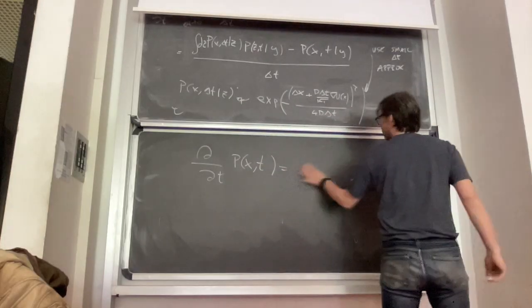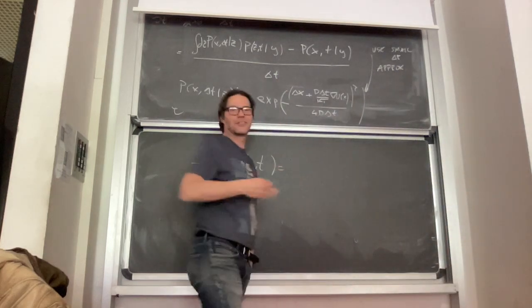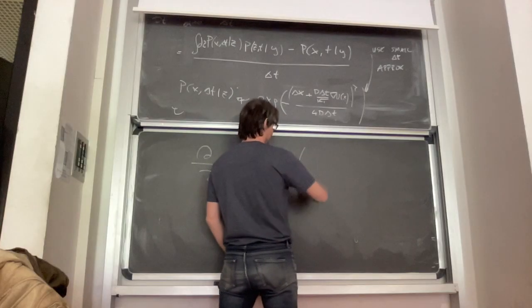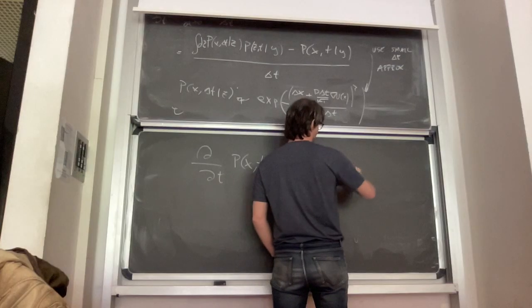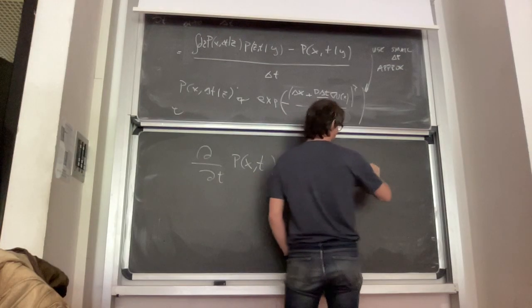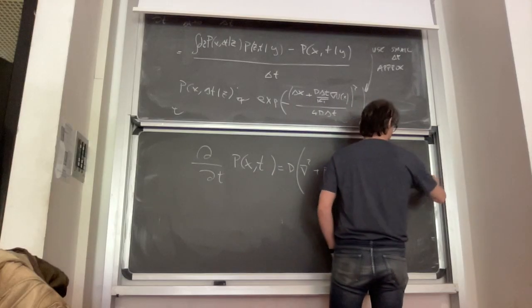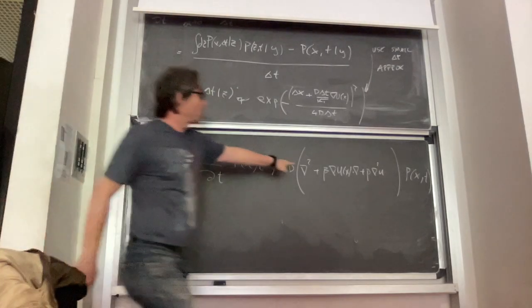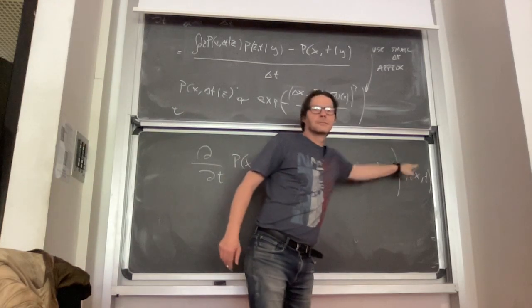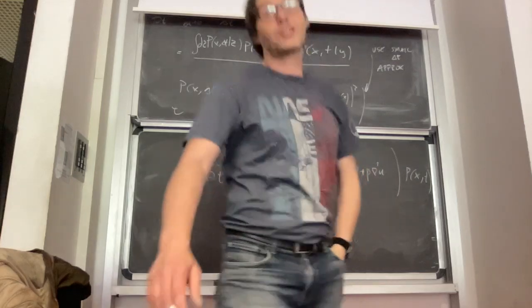I'm forgetting how to write since I'm too used to being able to do cut and paste. So it's D Laplacian plus beta grad u of x dot grad plus beta Laplacian of u, dot P of x, t. These are differential operators, you see? So this is a partial differential equation, just like a Schrödinger equation.